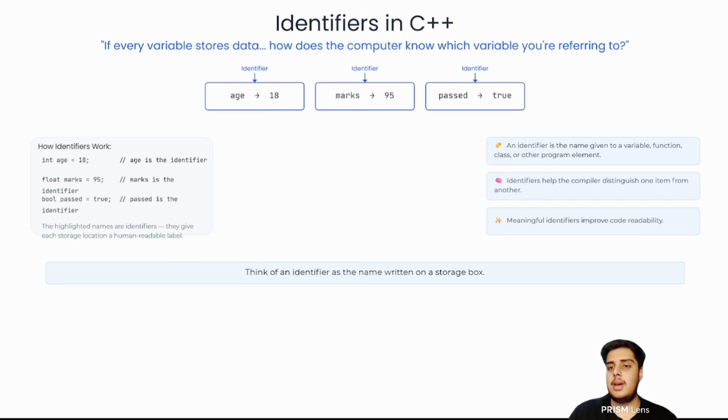How do identifiers work? An identifier is the name given to a variable, function, class or other program element. Identifiers help the compiler distinguish one item from another. Meaningful identifiers improve code readability. Think of an identifier as the name written on a storage box.